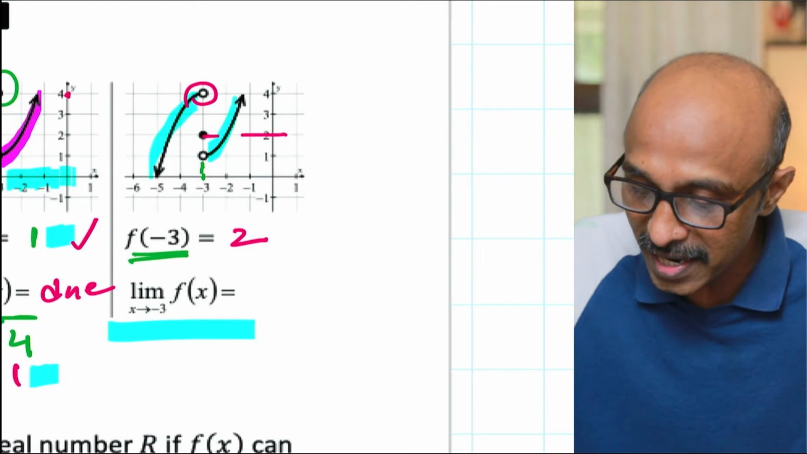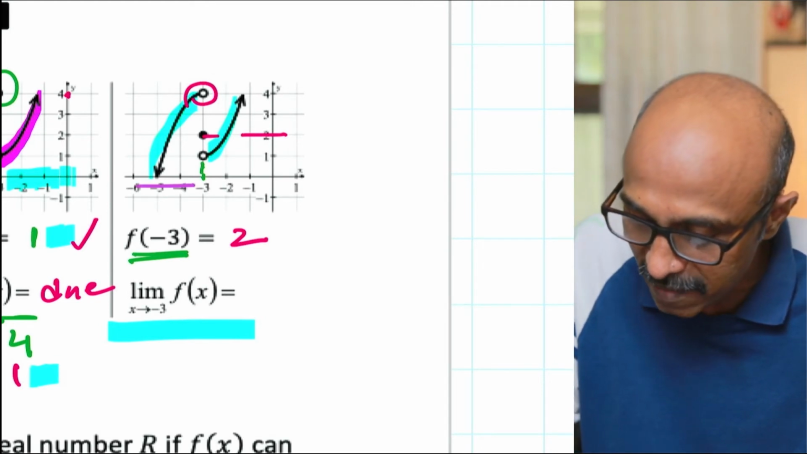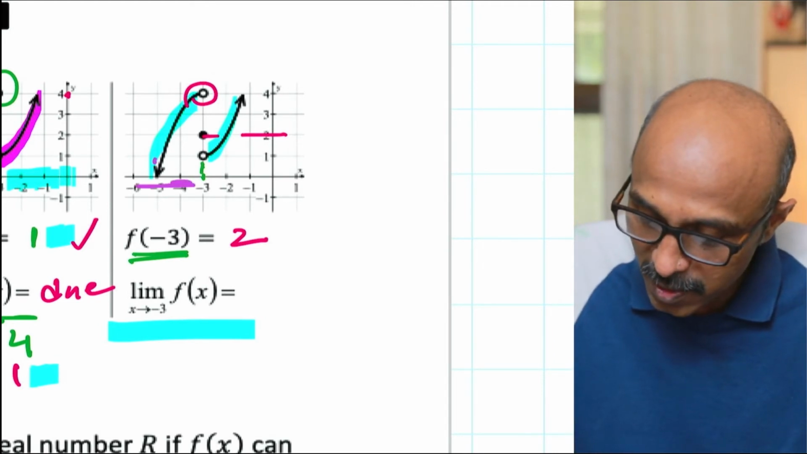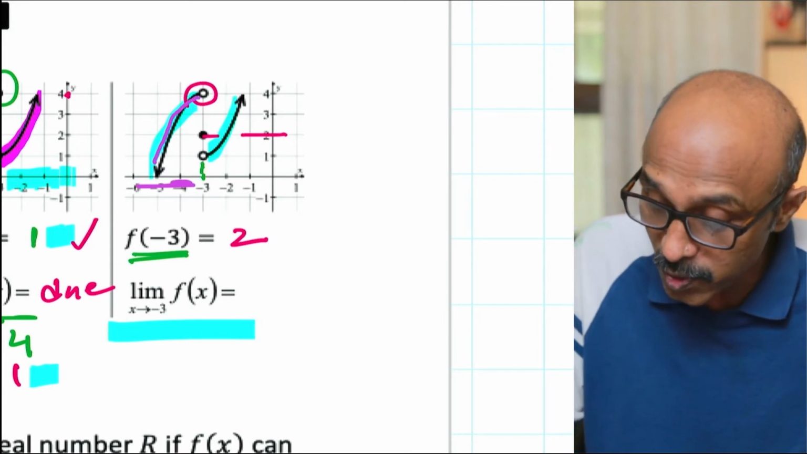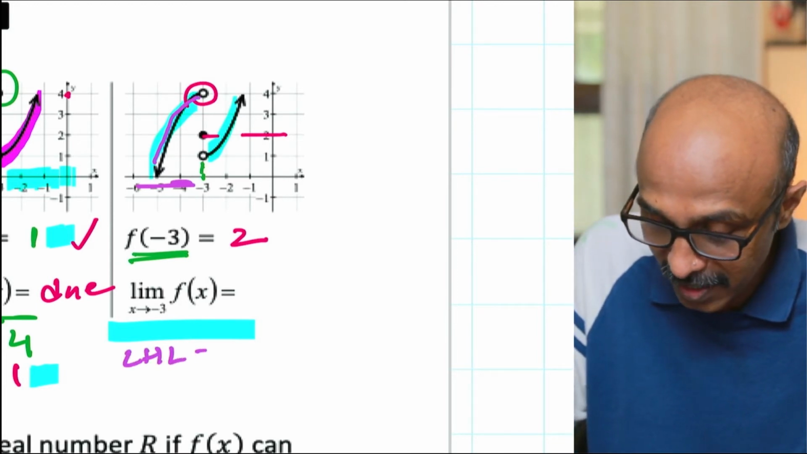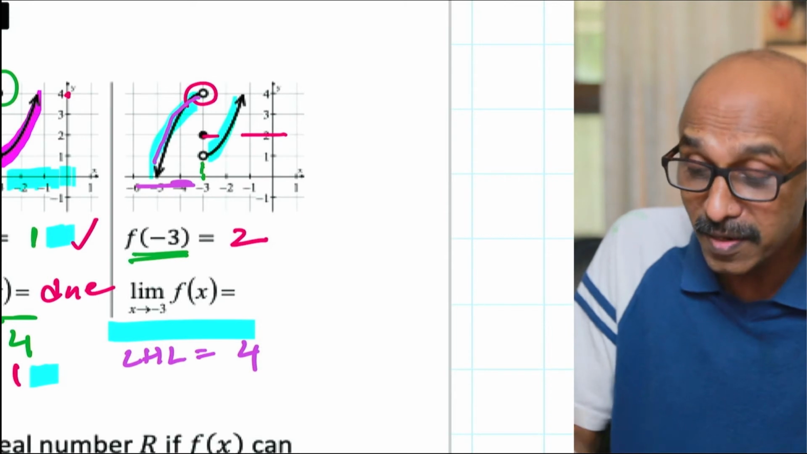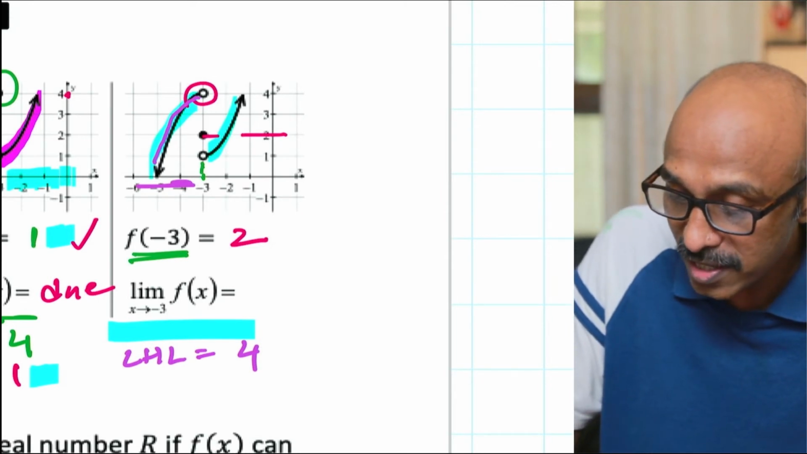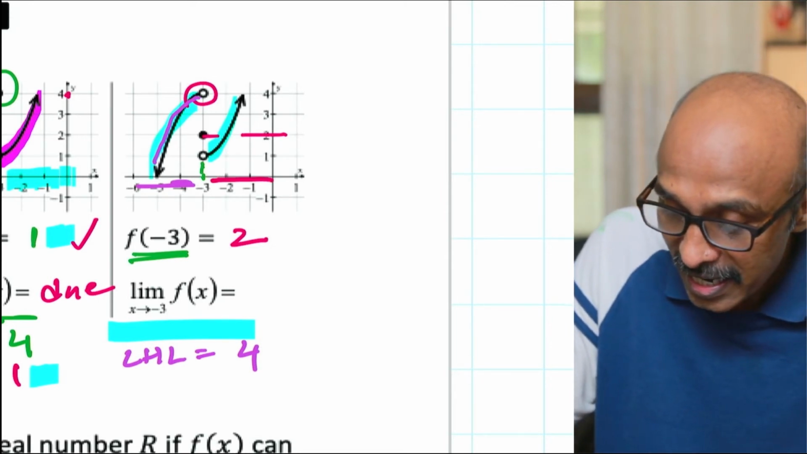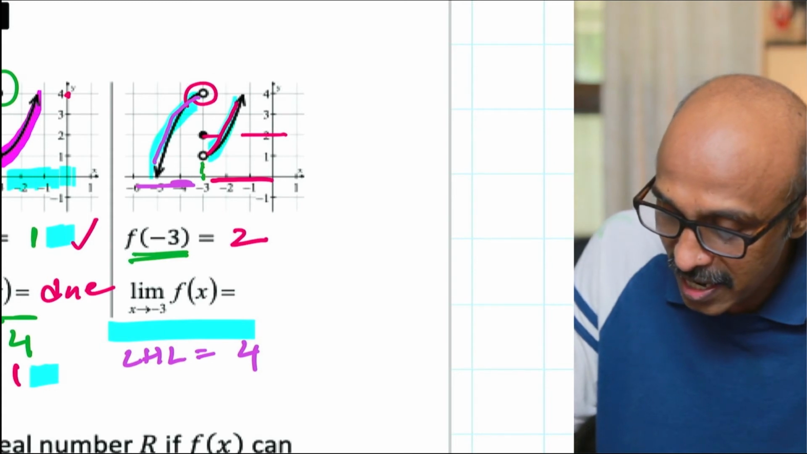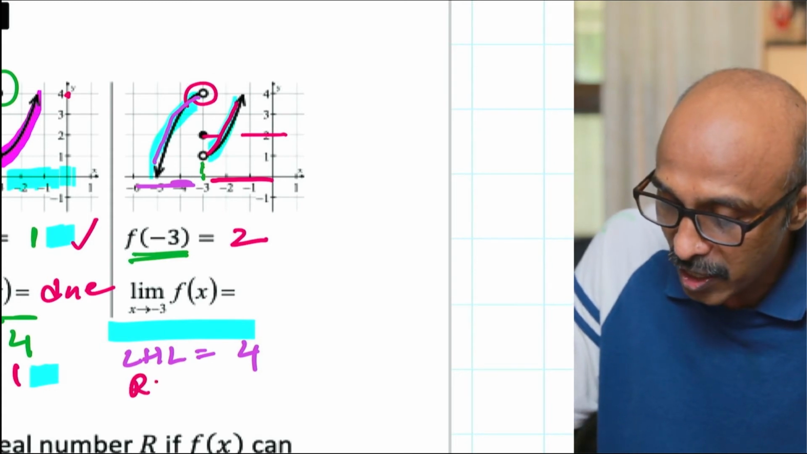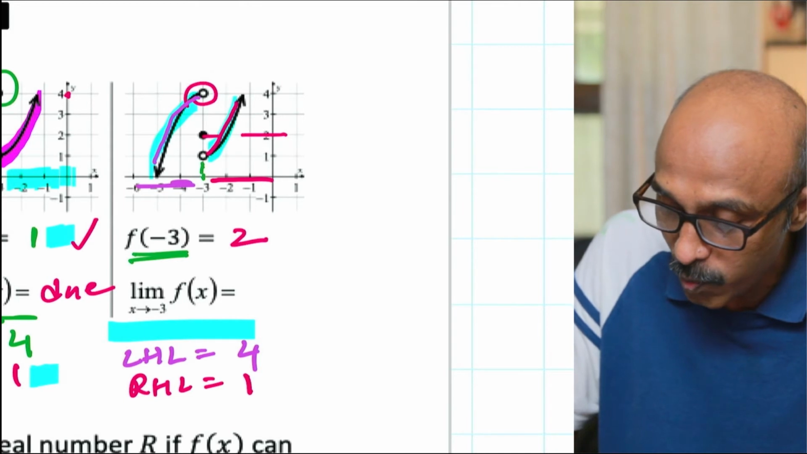Now first from the left-hand side, as x approaches -3 from the left-hand side, as you can see, the value of the function approaches 4. So the left-hand limit, again, is equal to 4. The right-hand limit, as x approaches -3 from the right-hand side, it's coming here, and the value of the function is 1. So RHL, the right-hand limit, is equal to 1.